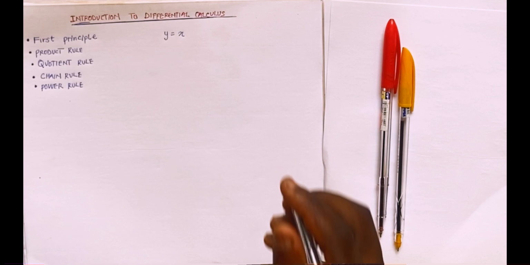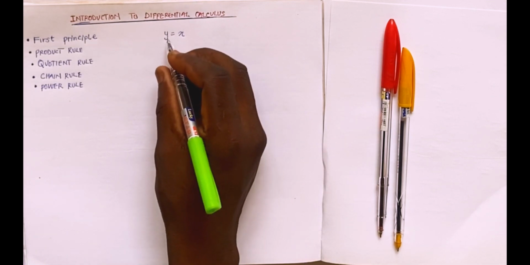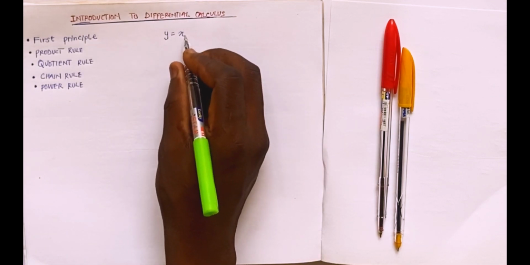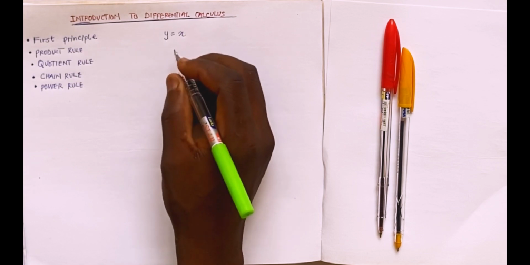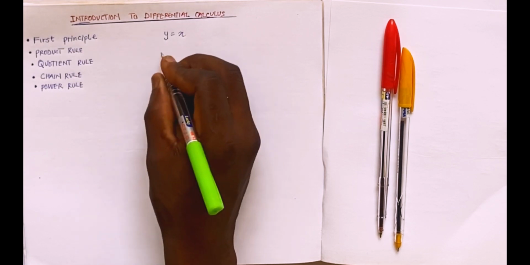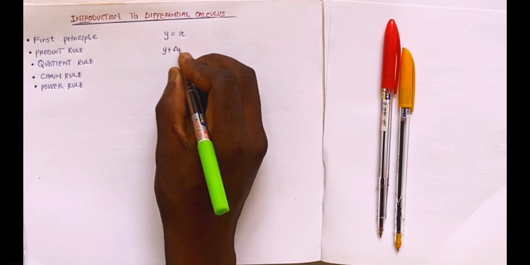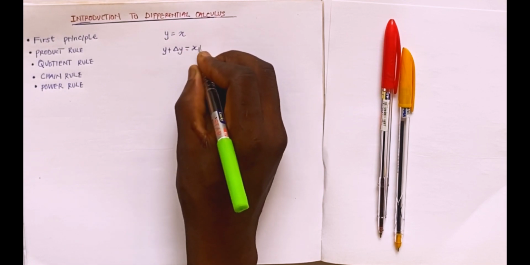The general method is that you add small decrements to y and small decrements to x, differentiating this using the first principle method. So here I'm going to have y plus delta y equals x plus delta x. Can you see this down?